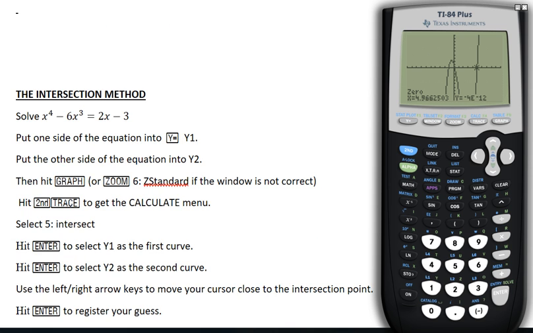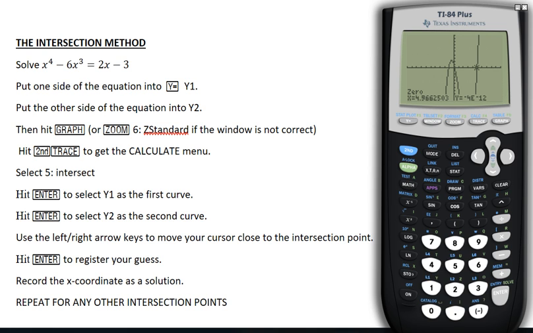Now let's look at the intersection method. So I'm going to get out of here. And it says to solve x to the 4th minus 6x cubed equals 2x minus 3. Well, this time it's not equal to 0. Now I could solve it and get it equal to 0 if I wanted to, but I have a second method called the intersection method where I can solve it just as easily.